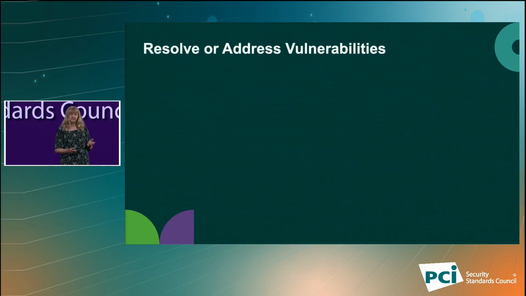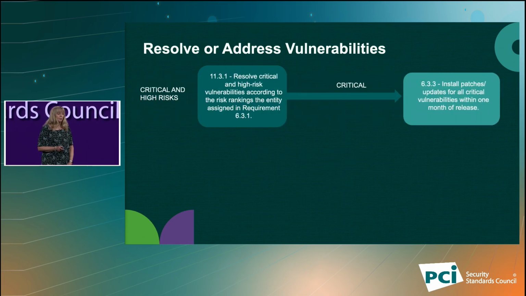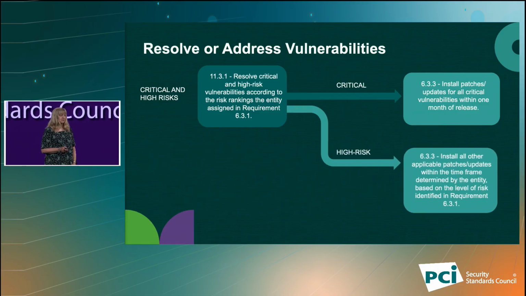Now, we also have PCI DSS requirements that talk about addressing and resolving vulnerabilities. So you've identified your high-risk vulnerabilities and your critical vulnerabilities. We just talked about those. Now, critical vulnerabilities are resolved by installing patches within 1 month of release. High-risk vulnerabilities are also resolved by installing patches, but within the time frame that you identify based on your level of risk. The guidance for this requirement includes an example of within 60 days, but that's just an example.